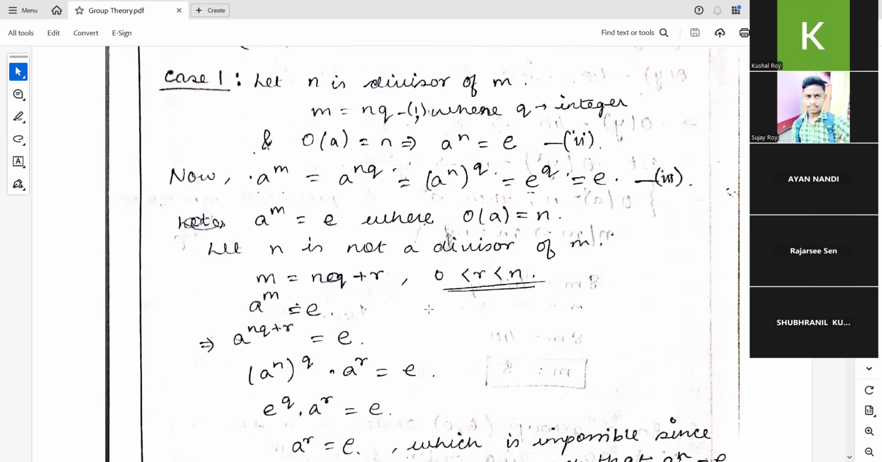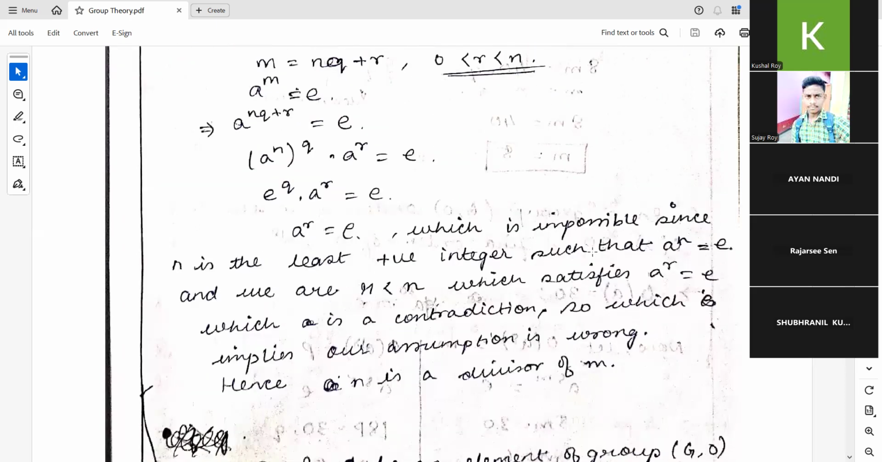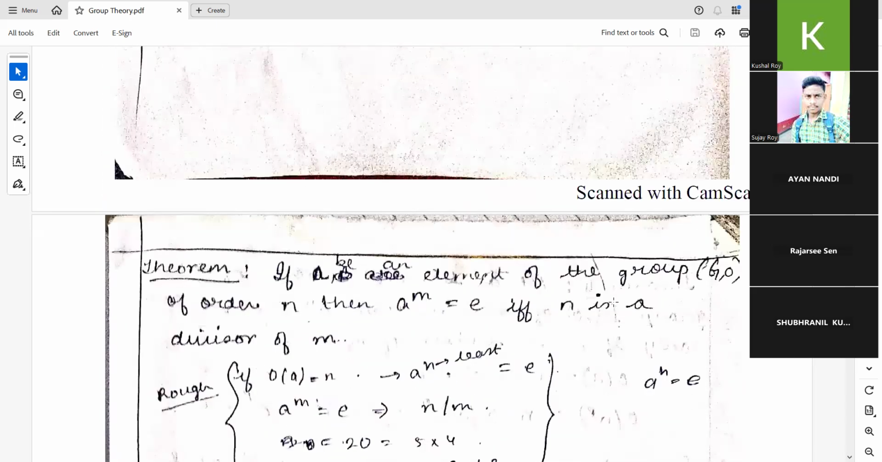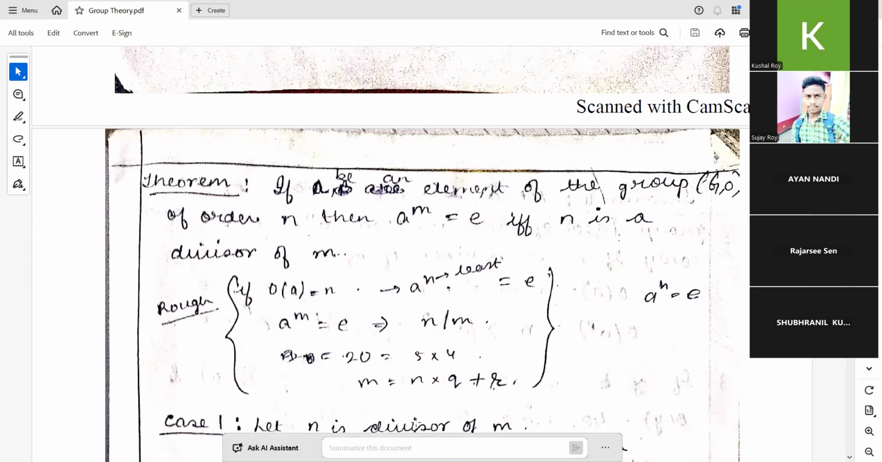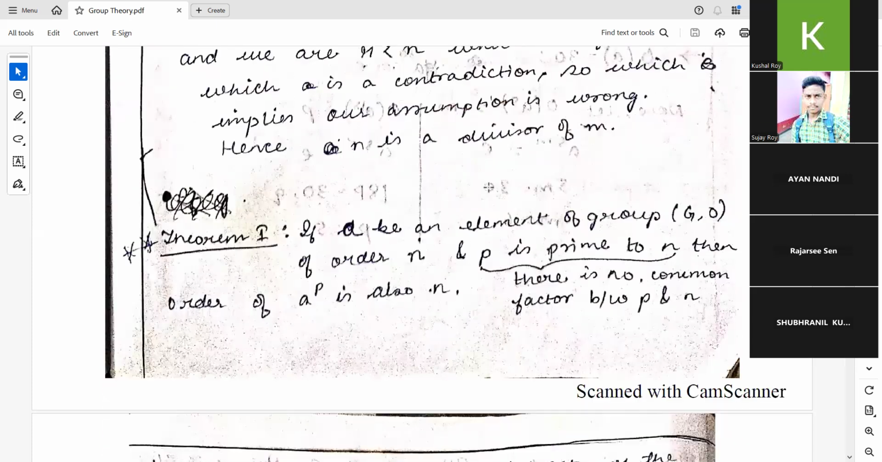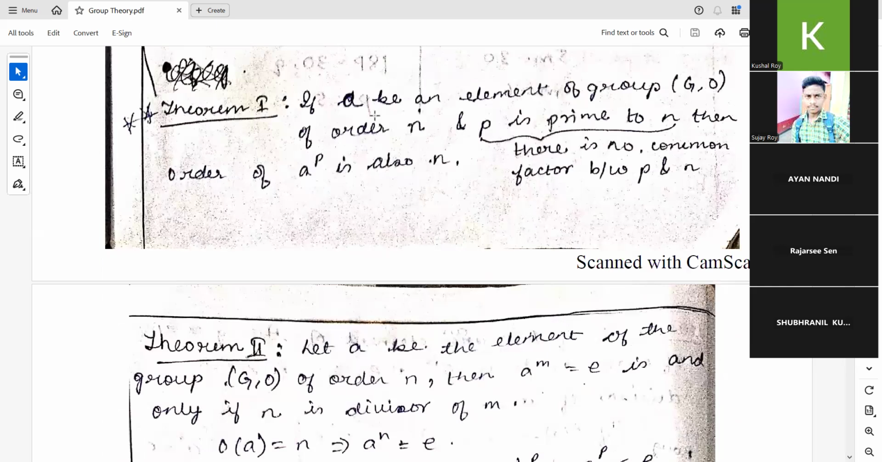Our assumption was that n is not a divisor of m. It is wrong. So therefore, n must be a divisor of m. So therefore, a to the power m is identity if and only if n is a divisor of m. So a to the power m is identity implies n is a divisor of m. Similarly, n is a divisor of m implies a to the power m is equal to identity. So this is the theorem. Okay. So this is another important theorem.